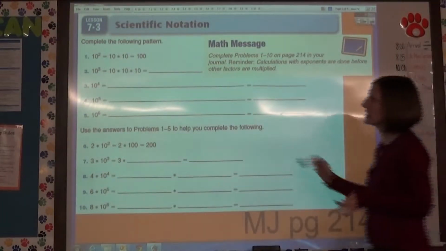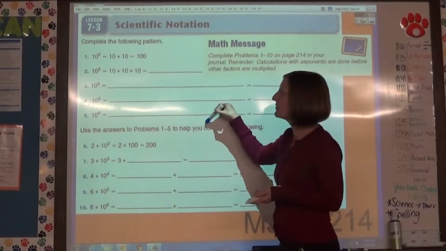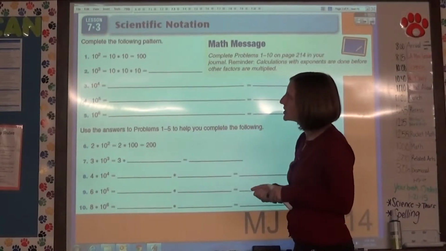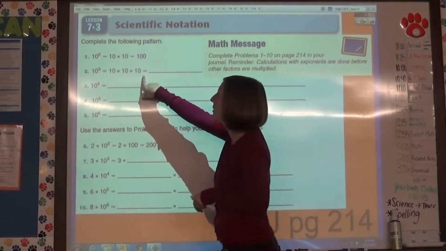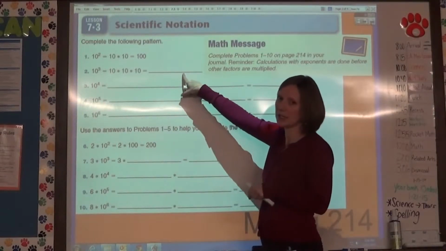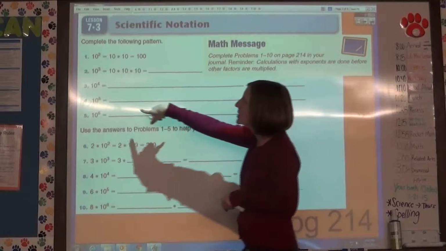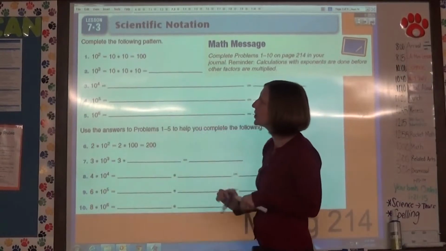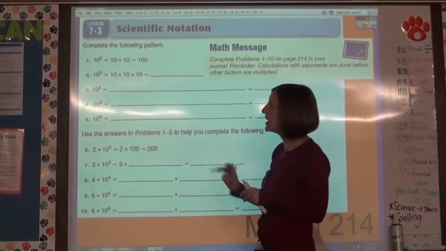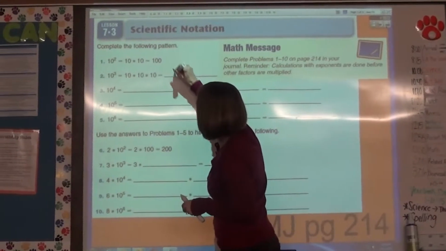On this page you can see this is a good review of lesson 7.2. You're going to go through and you've got your exponential notation, your repeated multiplication, and then you're going to write your answer in standard notation. So 10 squared is 10 times 10, or 100. 10 to the third is 10 times 10 times 10, and we know that that is 1,000.